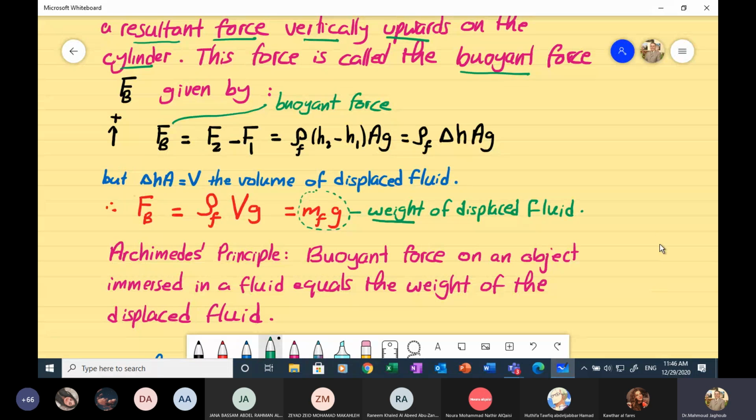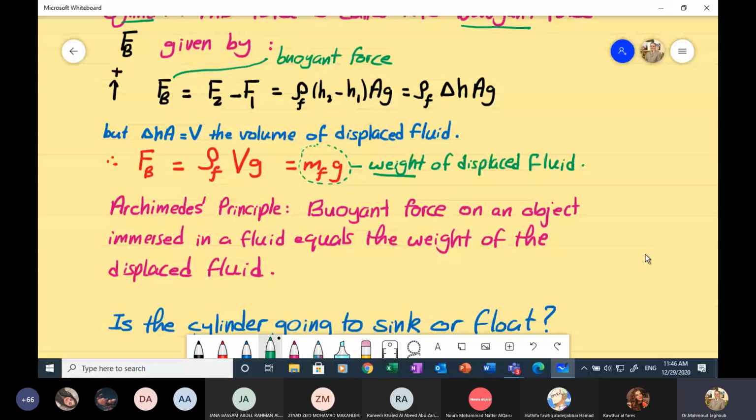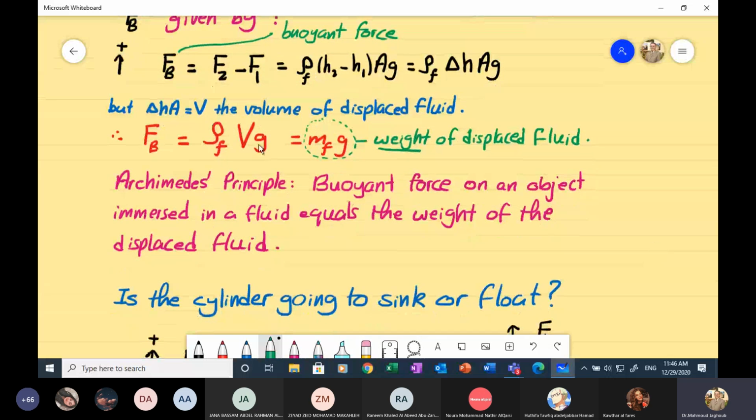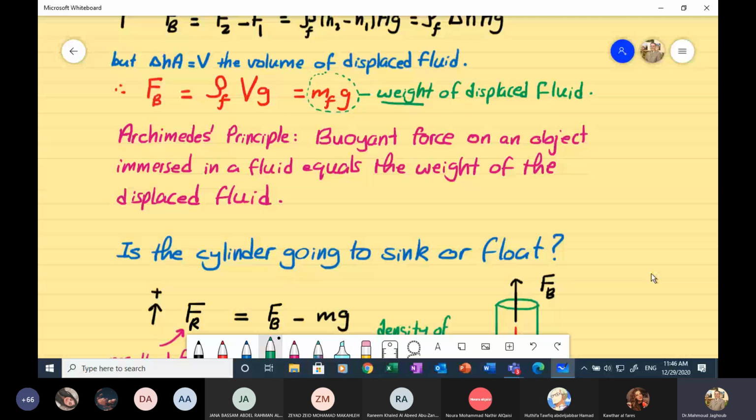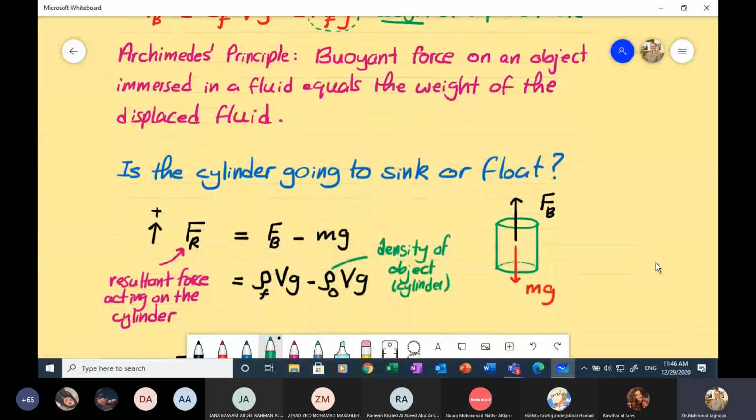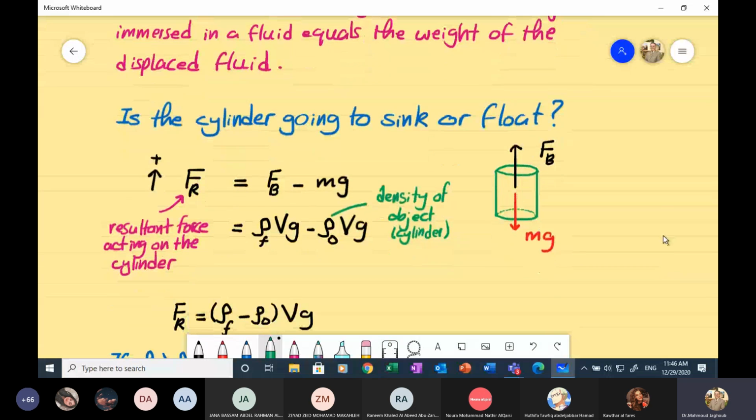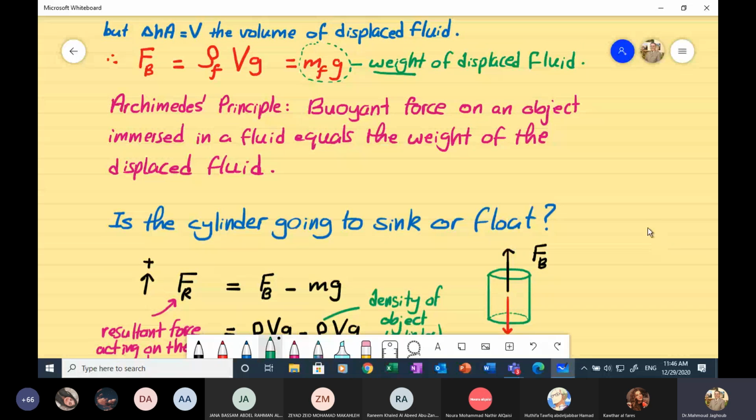And this is known as Archimedes' principle, which states the following: the buoyant force on an object immersed in a fluid, meaning the buoyant force acting on an object submerged in water, what does it equal? It equals the weight of the displaced fluid. The buoyant force acting on an object inside a fluid equals the weight of the displaced fluid. That's what it equals. Agreed? This is called what? This is called Archimedes' principle.